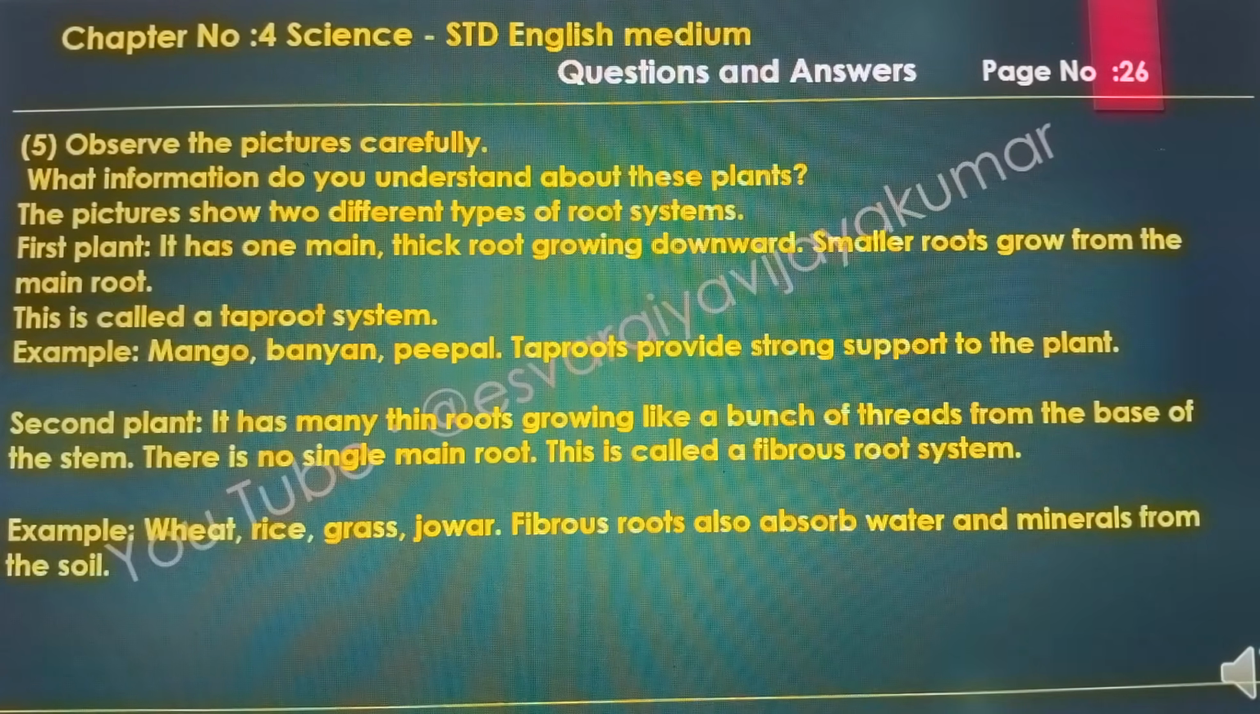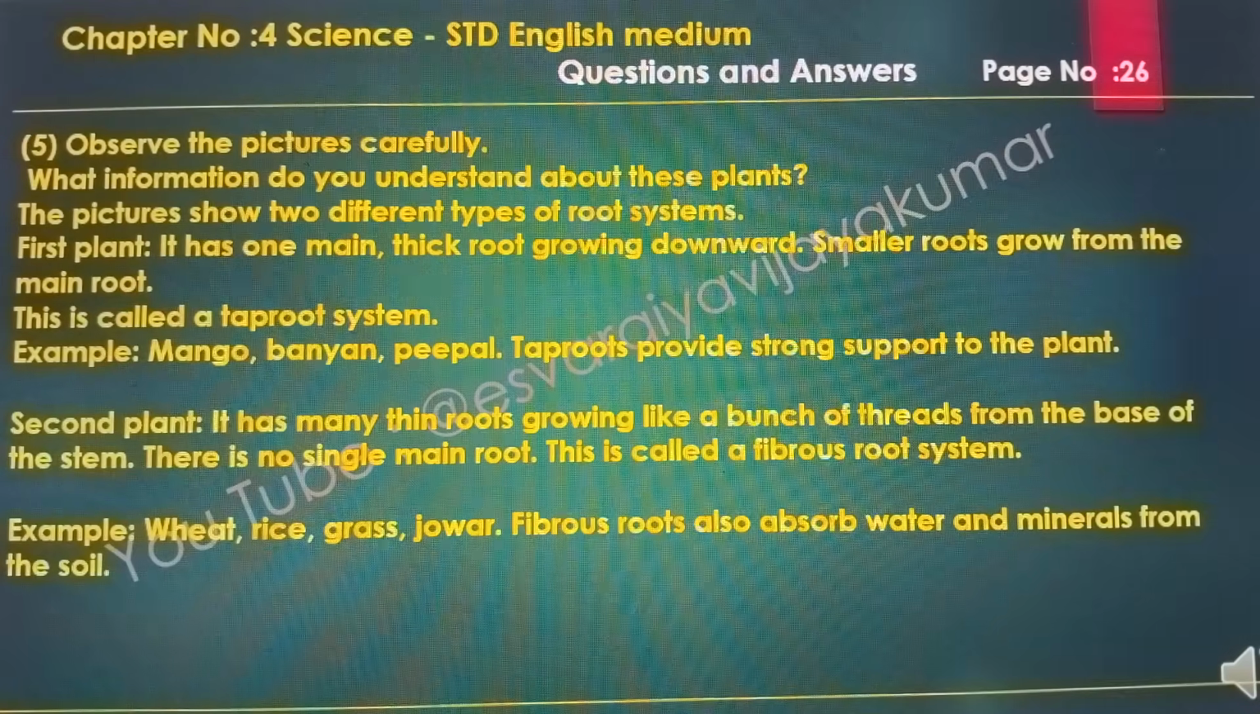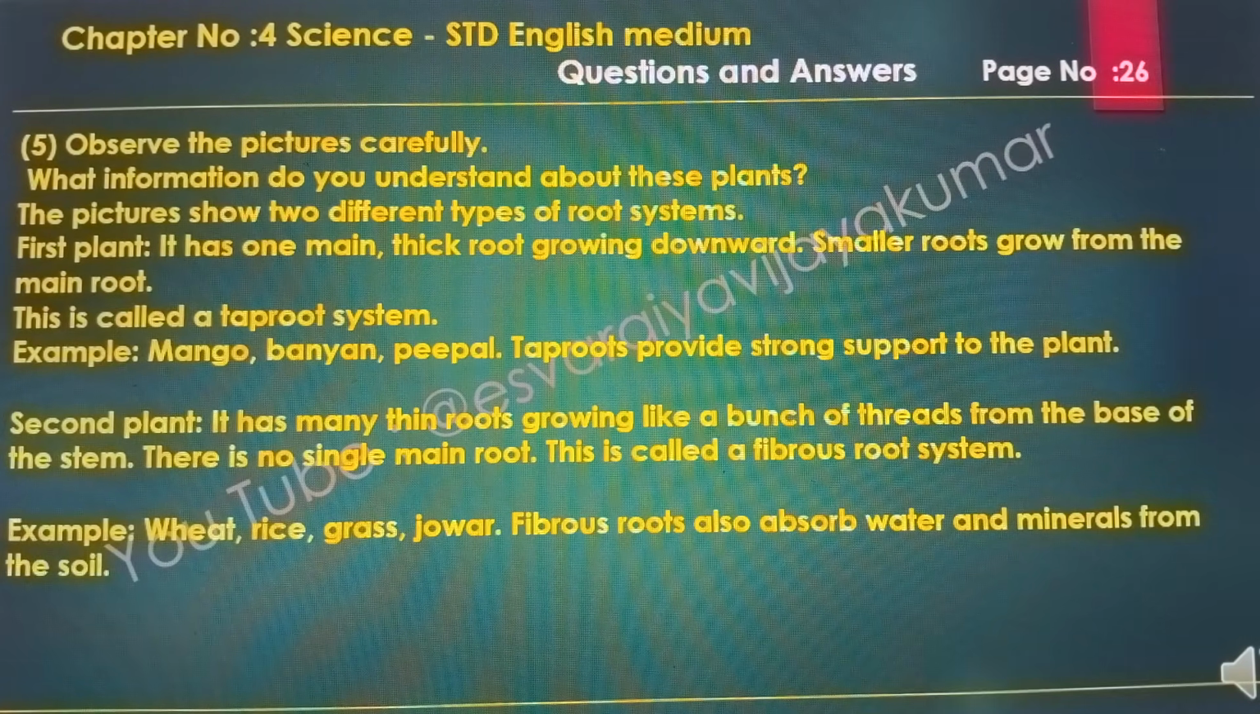Second plant: it has many thin roots growing like a bunch of threads from the base of the stem. There is no single main root. It is called a fibrous root system. Examples: wheat, rice, grass, jowar. Fibrous roots also absorb water and minerals from the soil.